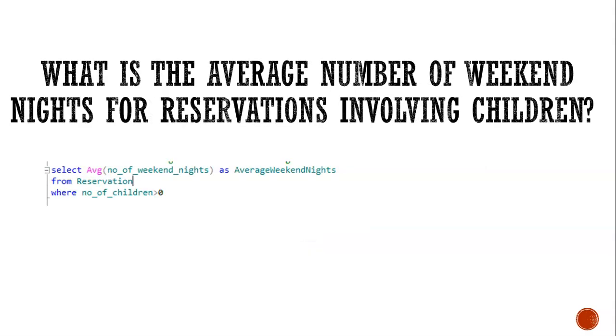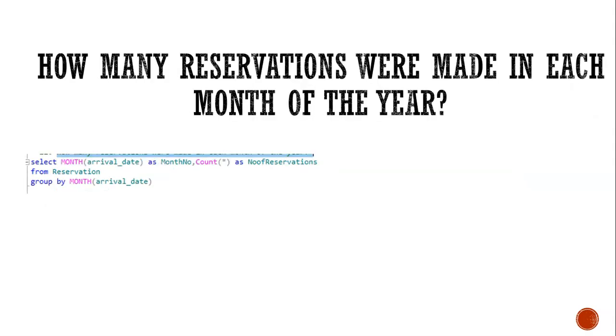And then we have, what is the average number of weekend nights for reservations involving children. If there are children involved, this means that the number of children will be greater than 0, right? So this is what we have in the where condition. And then since we have to find the average number of weekend nights, I used the aggregate average function and applied it on the number of weekend nights, and just simply displayed it.